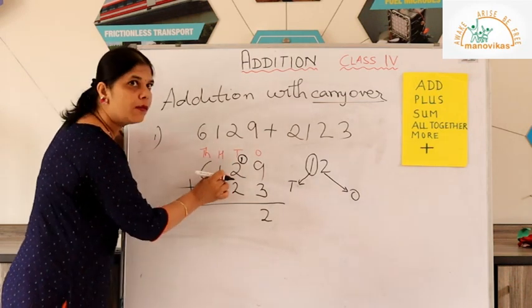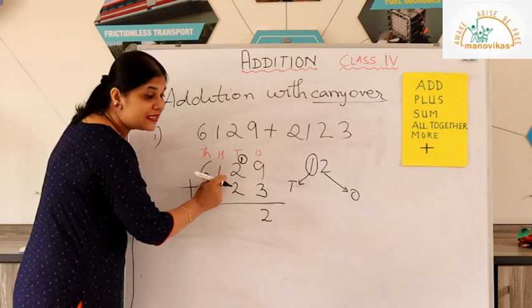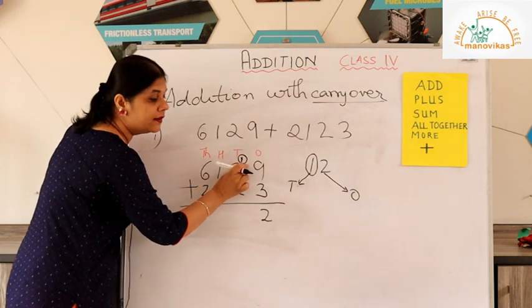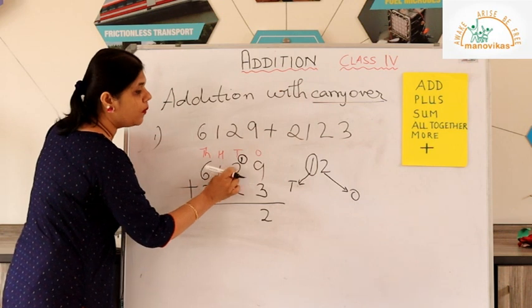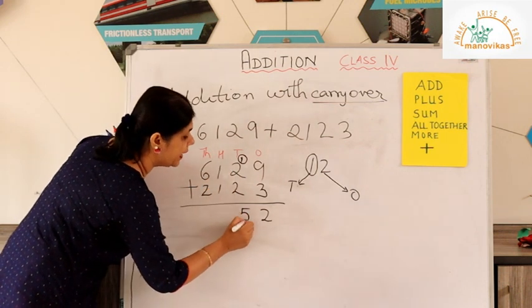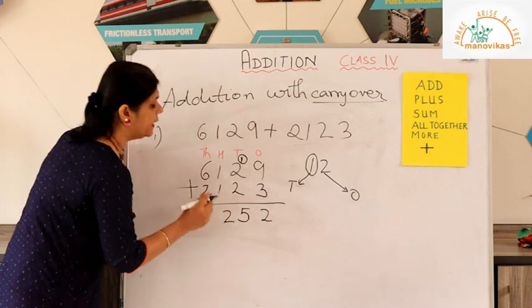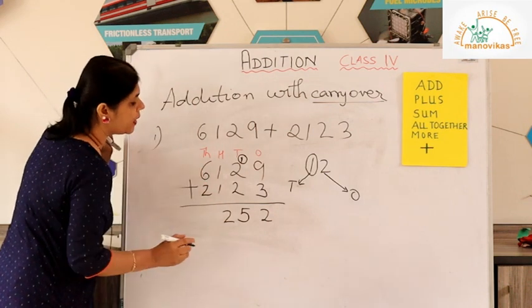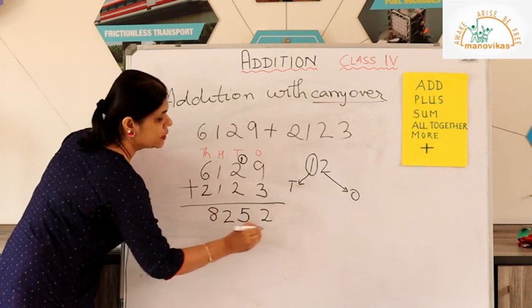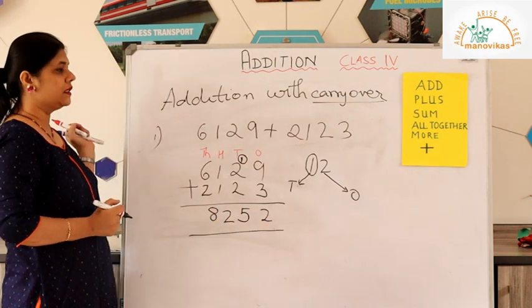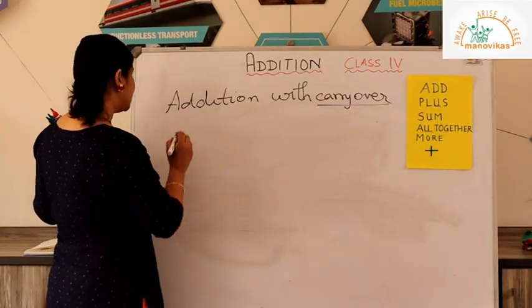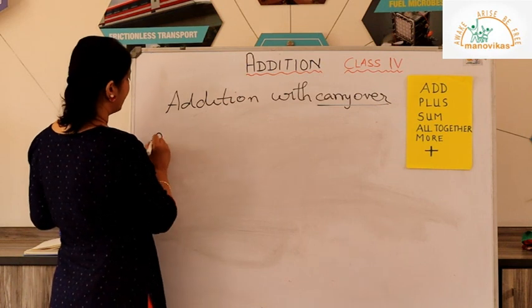2 plus 2 is how much? 4 plus we have this 1 here. So 2 plus 2, 4 plus 1, 5. Now 1 plus 1 is how much? 2, right? And 6 plus 2 is how much? 8. So this is the answer. Now we will see the second example where we have 3 numbers.